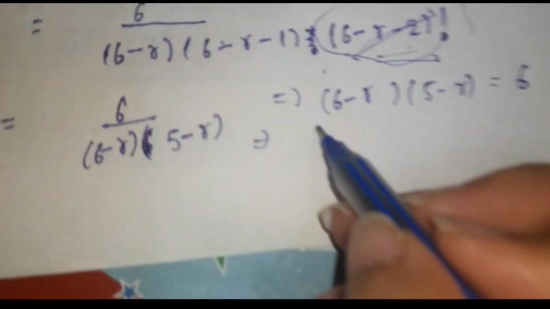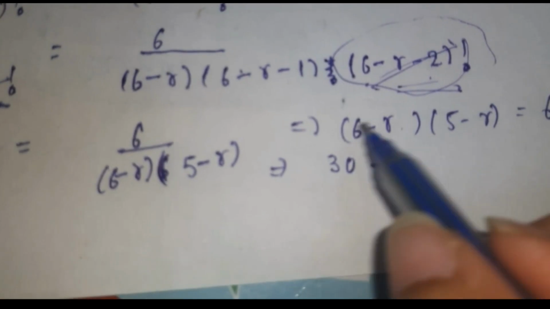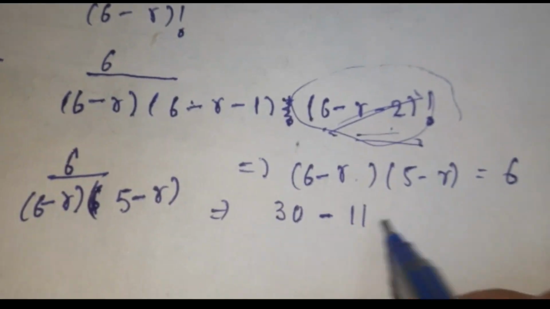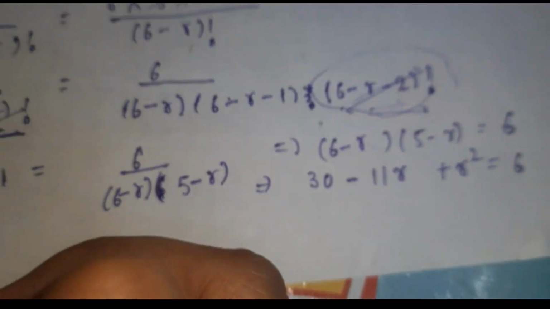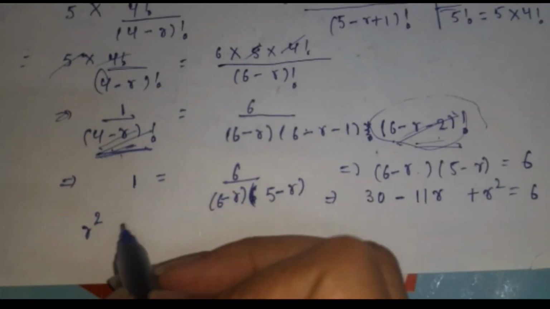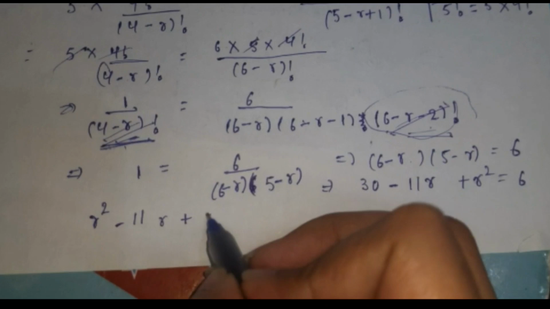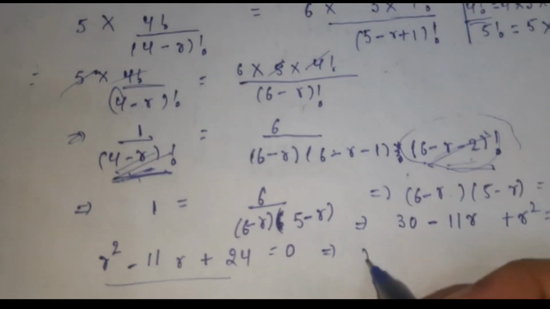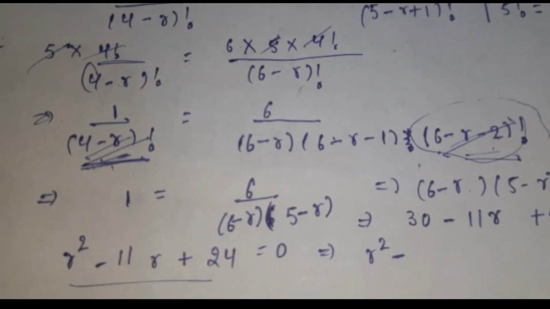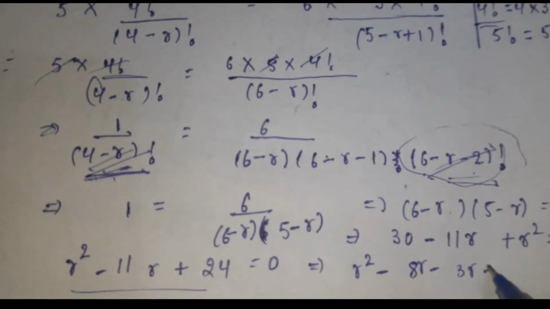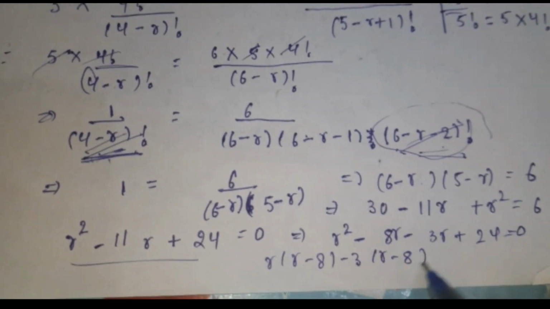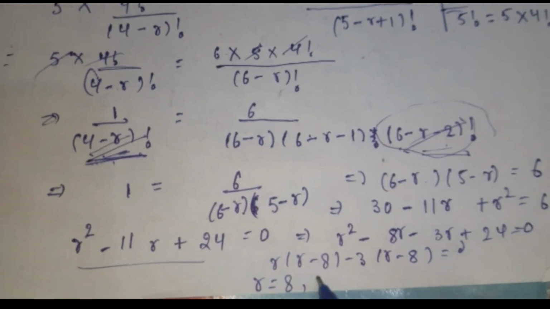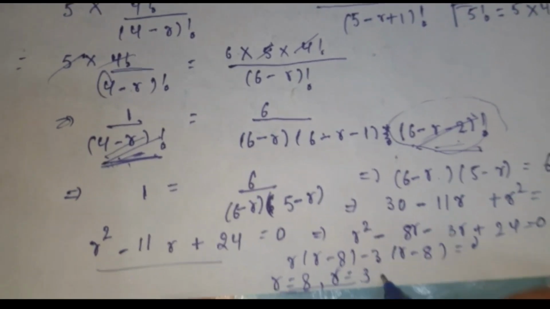Simple calculation is done over here. 30 minus 6 into 5, 30 minus 6r minus 5r, which will be minus 11r plus r square equals 6. So this further can be written as r square minus 11r plus 24 equals 0. By splitting the middle term, this can be solved as follows: r square minus 8r minus 3r plus 24 equals 0. So r into (r minus 8) minus 3 into (r minus 8) equals 0. From here we get r equals 8 and r equals 3. This is our required answer.